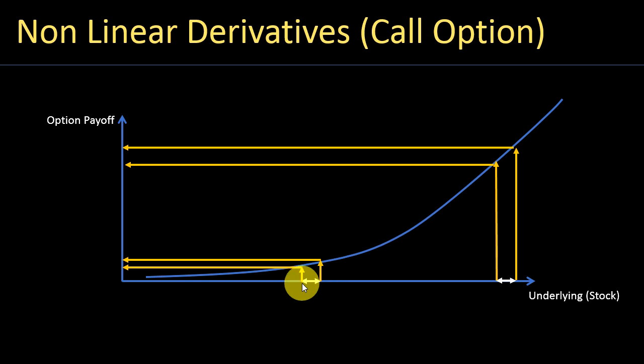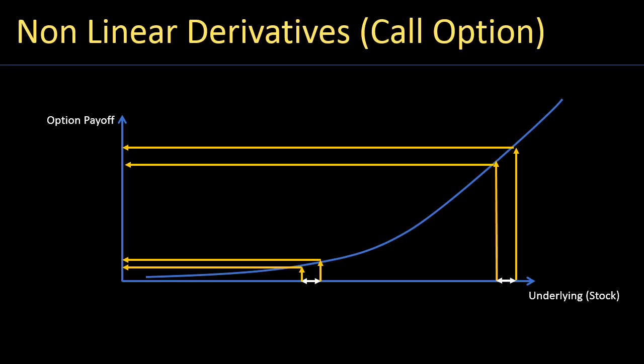The change in the underlying, in this case a stock, to the change in the option payoff is not linear. In other words, the slope of this curve at this point will be different from the slope of the curve at this particular point, and also at this particular point. So the slope keeps changing as you move along the curve. Now this is different compared to linear derivatives.